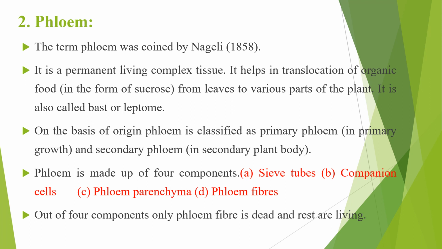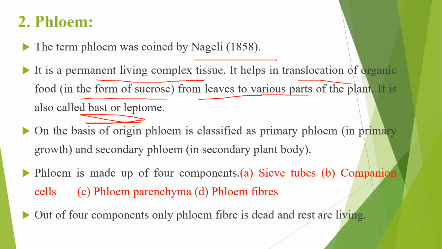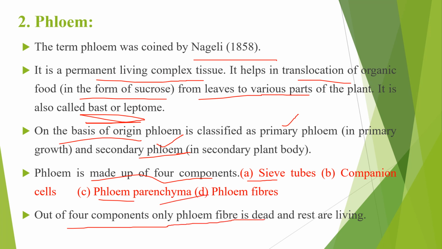Next, phloem. The term phloem was also coined by Nageli. It is also a permanent living complex tissue, helps in translocation of organic food in the form of sucrose from leaves to various parts of the plant. It is also called bast or leptome. On the basis of origin, it can be classified as primary phloem or secondary phloem. Secondary phloem is formed during the secondary growth of the plant. Phloem is made up of four components: sieve tubes, companion cell, phloem parenchyma and phloem fiber. Out of four components, only phloem fiber is dead, the rest are living.